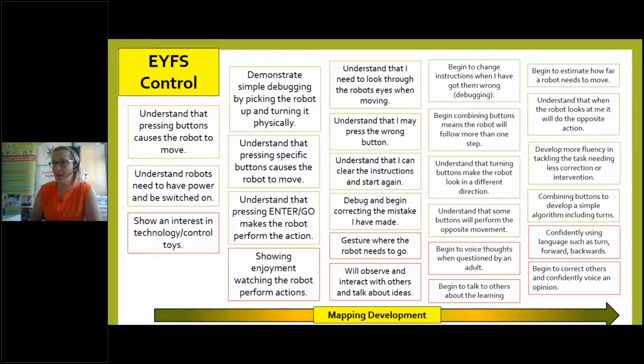Being able to estimate how far a robot needs to travel, understanding when a robot's looking at me, it's doing the opposite action. Developing more fluency in tackling a problem, not always asking lots of questions or looking a bit blank. They tended to just get in there and have a go without any kind of help from me. Combining buttons and developing an algorithm, they were doing this. These children that I've shown you were doing this without my support, including turns.